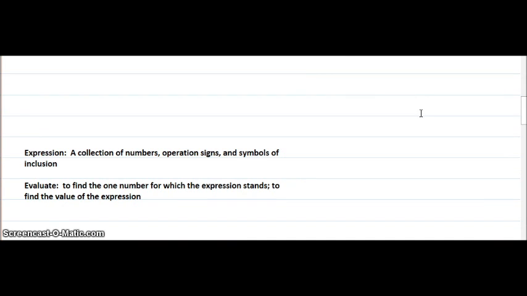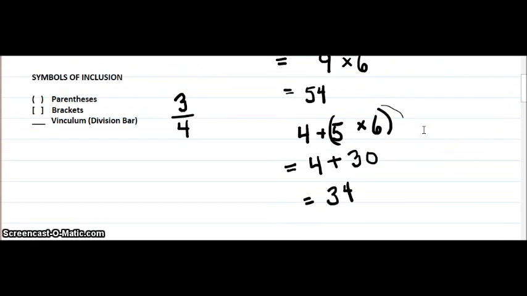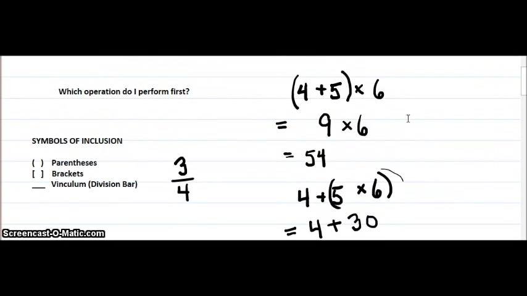Okay? There's one thing that an expression does not have. An expression never has an equal sign. Okay, let's take a look again at these 2 expressions. Right here, I'm circling it here. Do you see that? There is no equal sign. Do you see this one? There is no equal sign. An expression never has an equal sign.